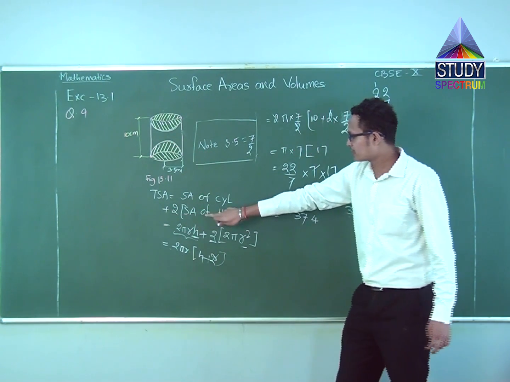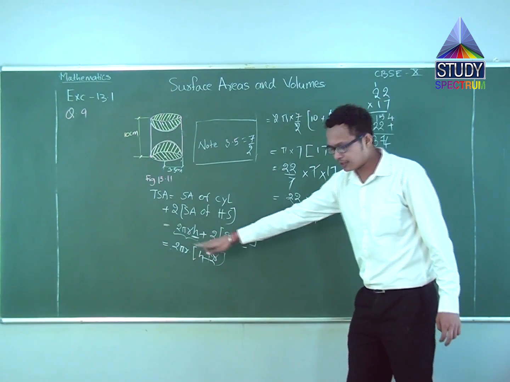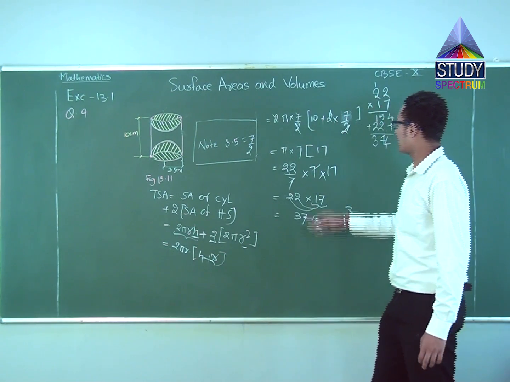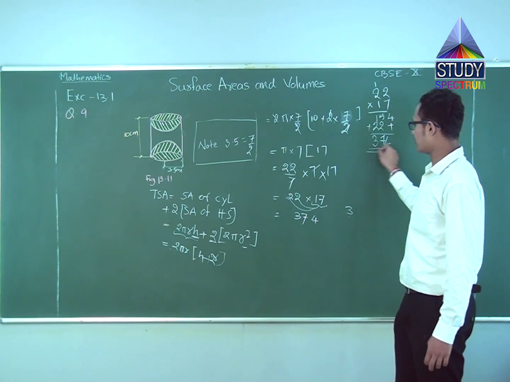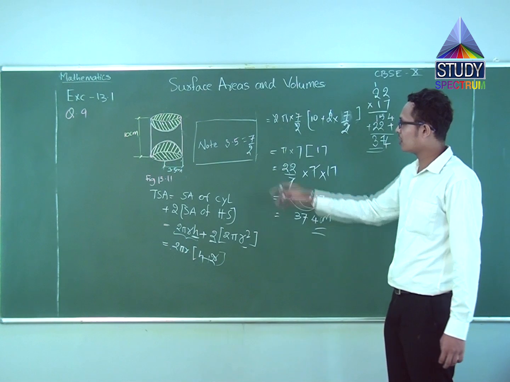That is 2 times the surface area of 1 hemisphere. Now, we have written the formula here, then did some simplifications and the calculations, to get 374 centimeters square as the surface area of this object.